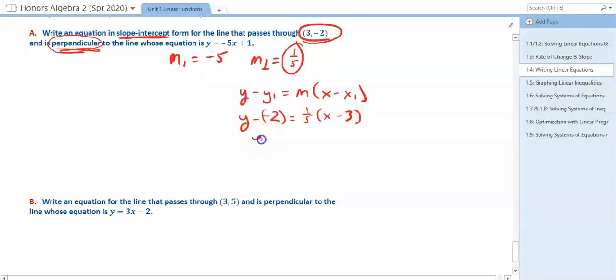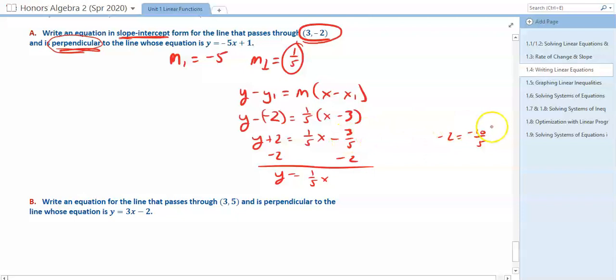It wanted slope-intercept form, so I've got to do the work through here. Multiplying out, that'll be 3/5 minus the 2. And remember that -2 would be -10/5. So y is equal to 1/5 x, -3 and -10 would give me a -13/5. So there's my answer to part A.